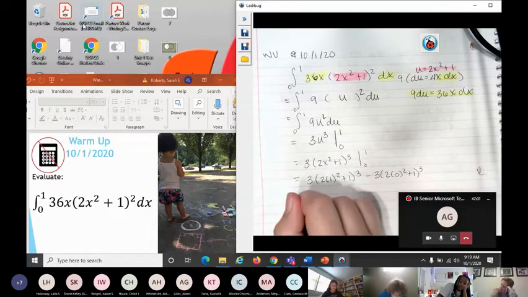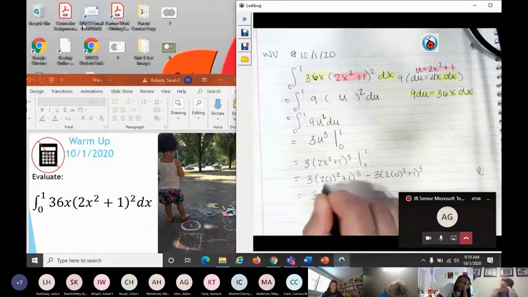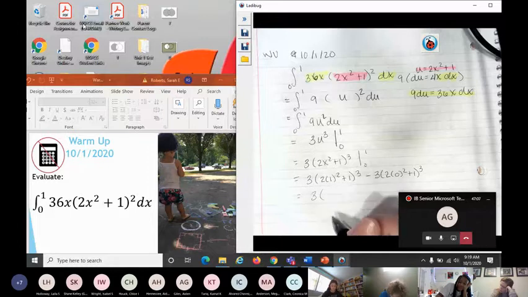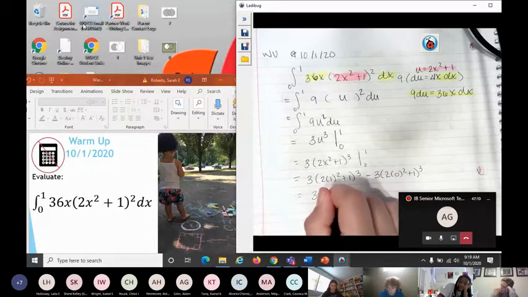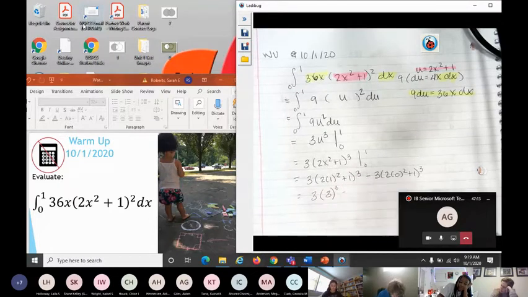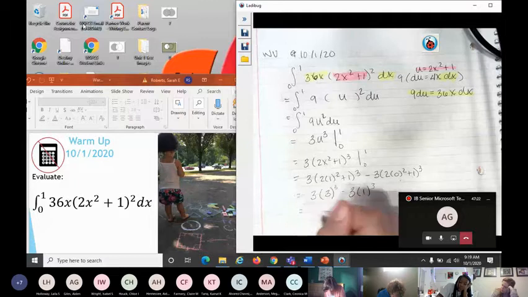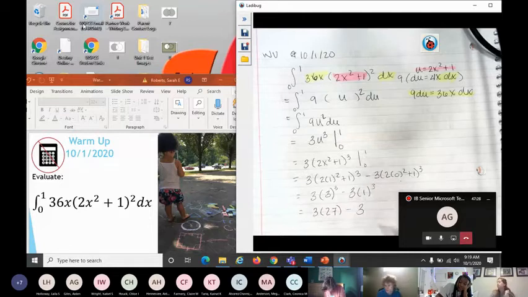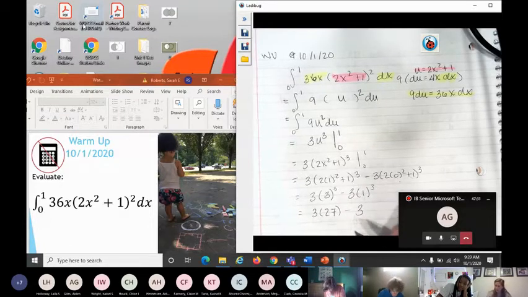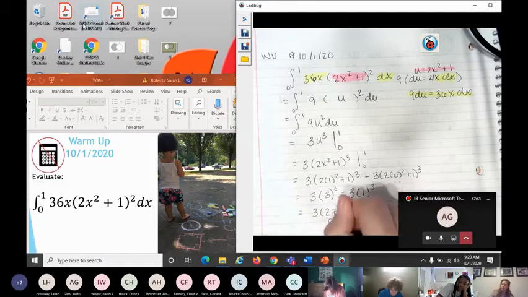Okay, so we have 3, 2 times, so 1 squared is 1, 2 times 1 is 2, and 2 plus 1 is 3. So I'll have 3 cubed, and then minus, this becomes 0, this is a 1, so 3 times 1 cubed. 3 cubed is 27, so I'm going to have 3 times 27 minus 3. And 3 times 27 is going to be, let's see, 3 times 7 is 21, so it's going to end in a 1, and then 81 minus 3.